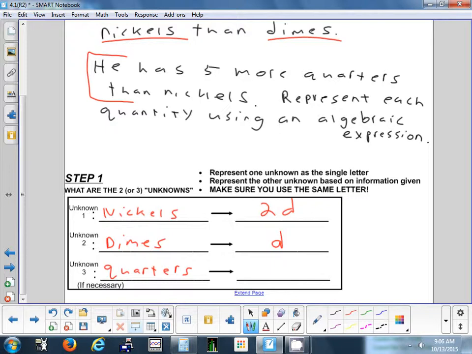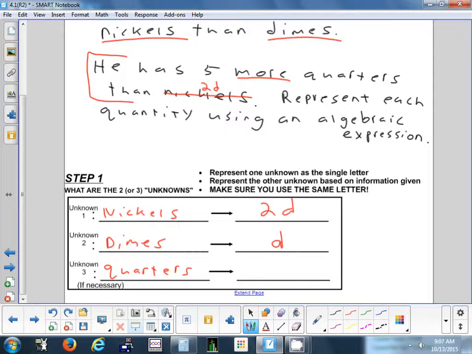Right? And let's read how many quarters he has. Okay, he has 5 more quarters than nickels. Right? So look at nickels. How about Justin? How many nickels do we have? It's not a number, but just an expression. 2D. Yep, good job. Okay, so I'm just going to cross that out and write 2D. So we have 5 more quarters than 2D, or nickels.